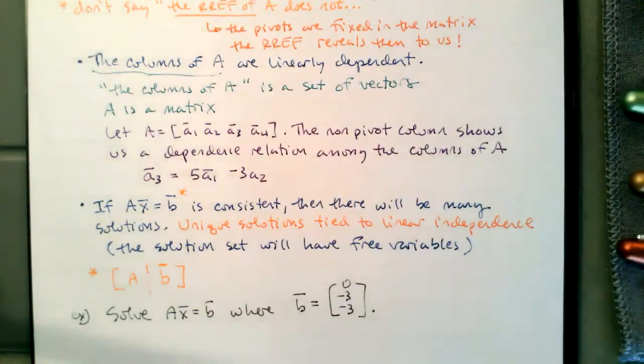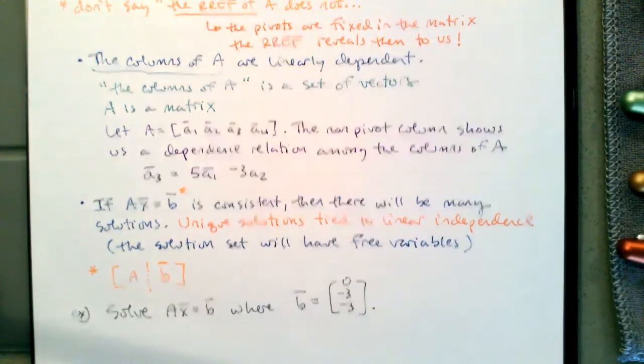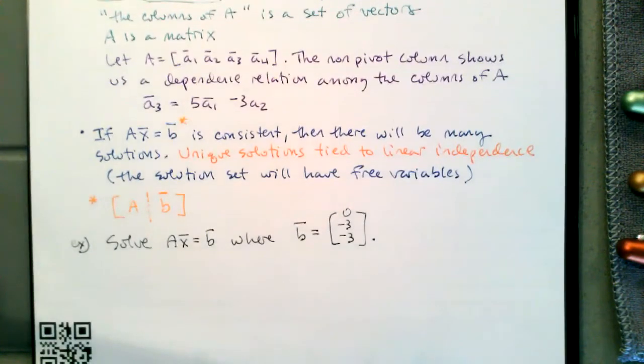Nothing is making AX equal B consistent. I didn't say AX equals B is consistent. I just said if AX equals B is consistent, then we will have many solutions because we will have a non-pivot column in the coefficient matrix. So let's suppose I wanted to solve an equation AX equals B where B is equal to 0, -3, -3.